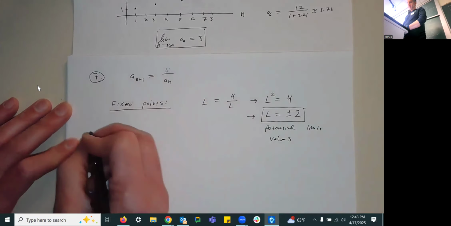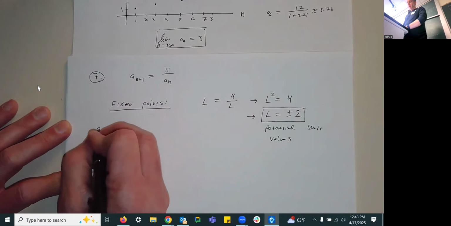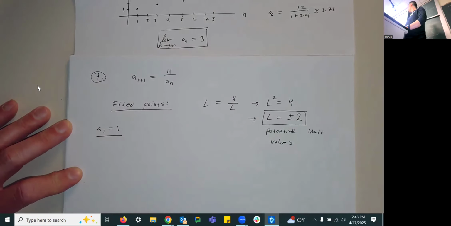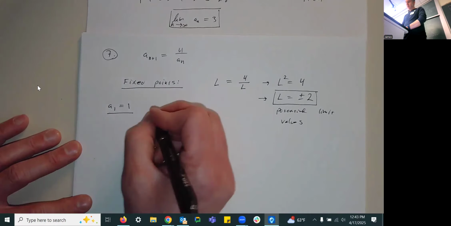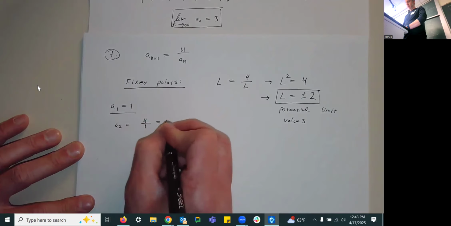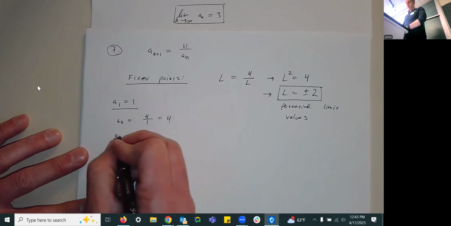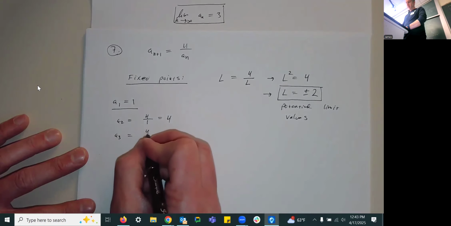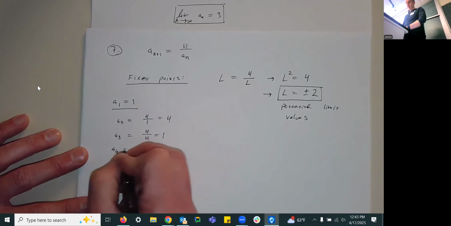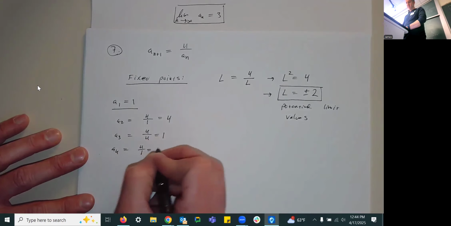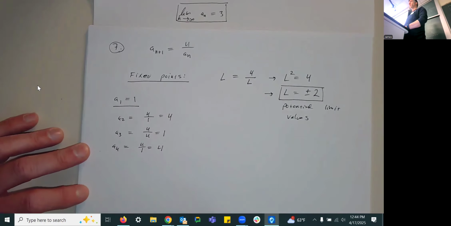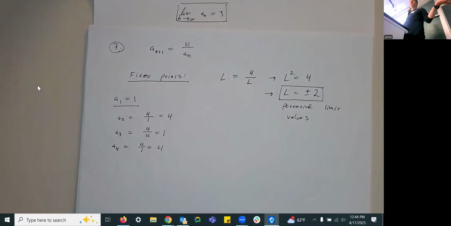Right. So now let's look at the sequence and say we're going to start with a sub 1 equal to 1. So then my a sub 2 is going to be 4 divided by 1, which is 4. And my a sub 3 is going to be 4 divided by 4, which is 1. My a sub 4 is going to be 4 divided by 1, which is, I'm stuck in a loop. I'm bouncing back and forth between 4 and 1 and never going to get out of it.